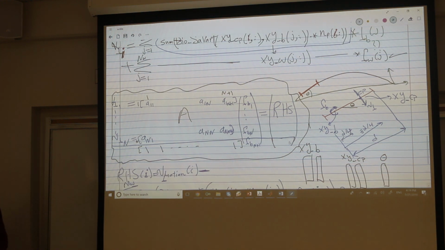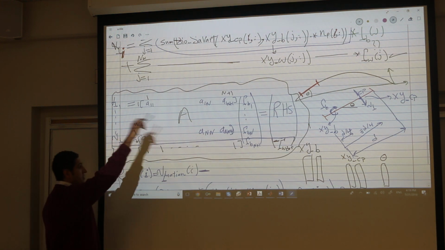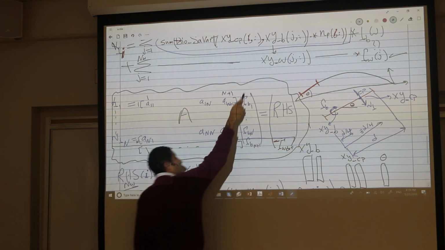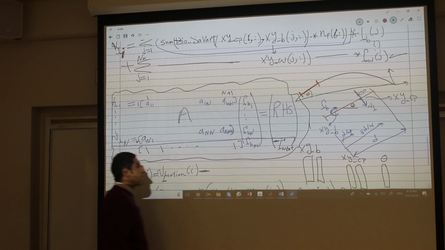Yeah, summation gamma wake, negative because it moved. So this is some negative gamma wake total, right? That's it. So this is our system that we're going to solve at each time step to get the gammas. Okay?